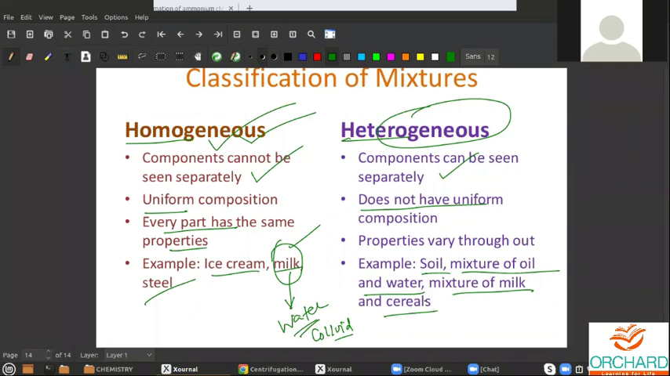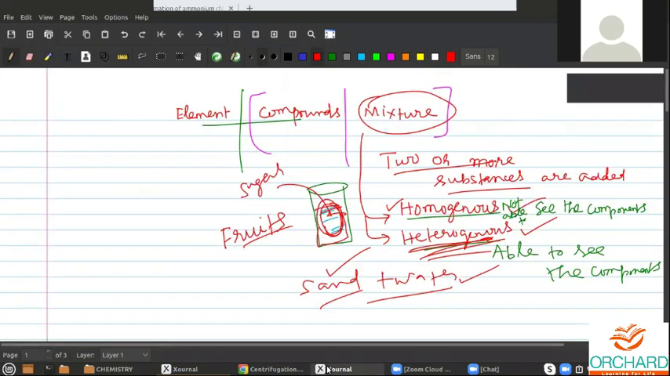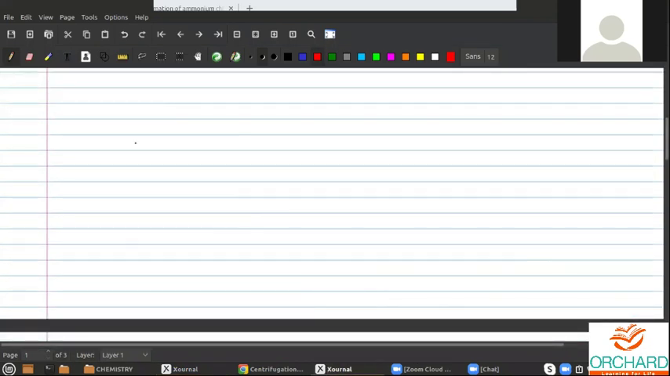All these solutions or mixtures have practical importance in our day-to-day life. With this, we end the topic on the different types of elements, compounds, and mixtures. Now we shall pass on to the separation techniques.